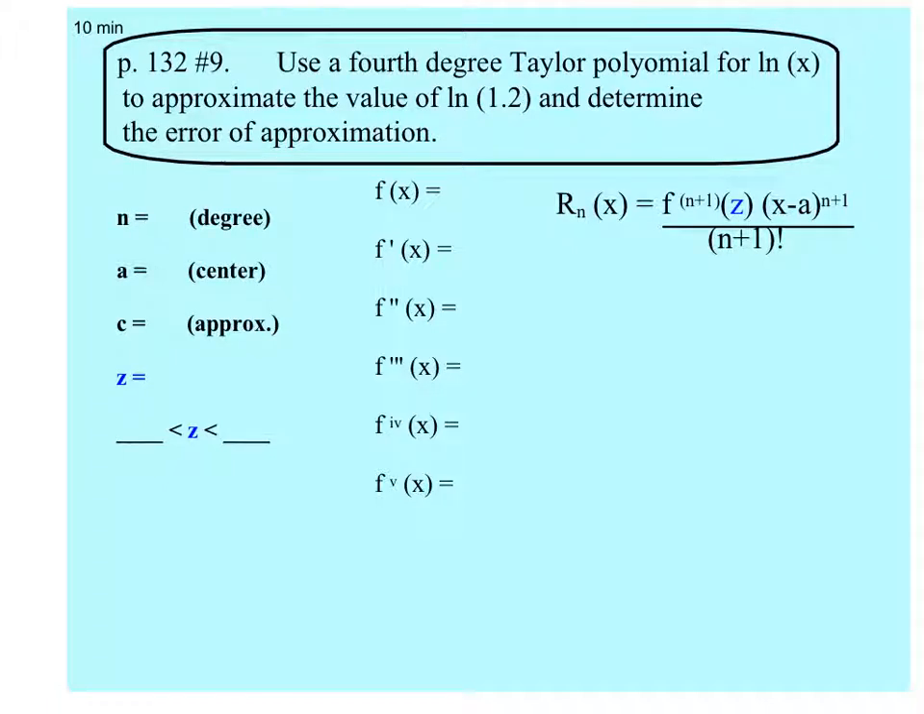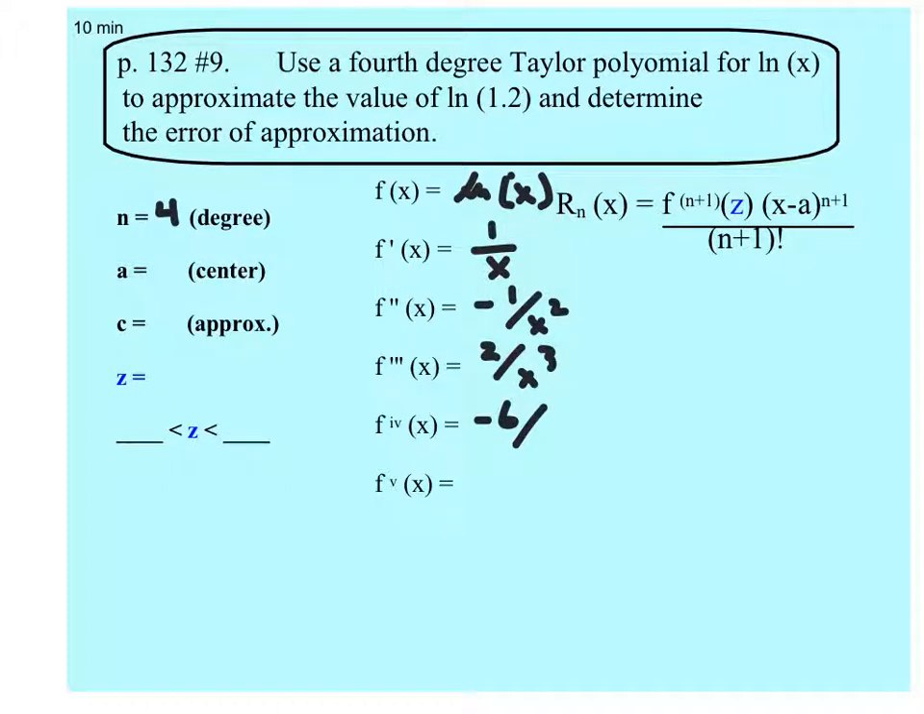Alright, so let's use a 4th degree Taylor polynomial for natural log of x to approximate the value of natural log of 1.2, and determine the error of approximation. So the degree will be 4. That'll be a 4th degree polynomial of natural log of x. So f prime of x would be 1 over x. F double prime of x would be negative 1 over x squared. F triple prime of x would be positive 2 over x to the 3rd. The 4th derivative would be negative 6 over x to the 4th. And then we would get 24 over x to the 5th.